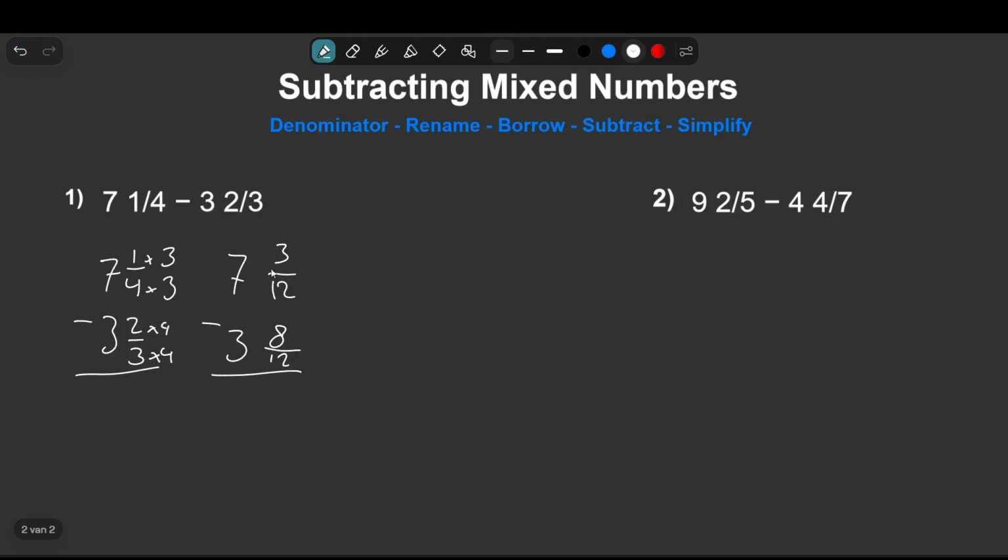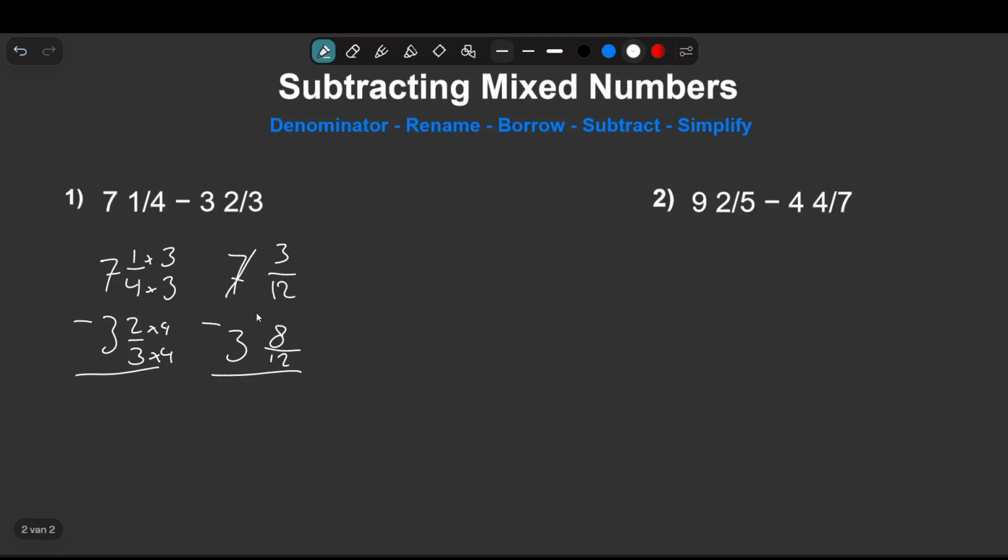When subtracting fractions, we are not subtracting the denominators. These always stay the same. So we are going to do 3 minus 8. 3 minus 8 we don't want to do because we will get into the negatives. So we have to borrow. We're going to borrow from the 7. So we can cross this 7 out like this.